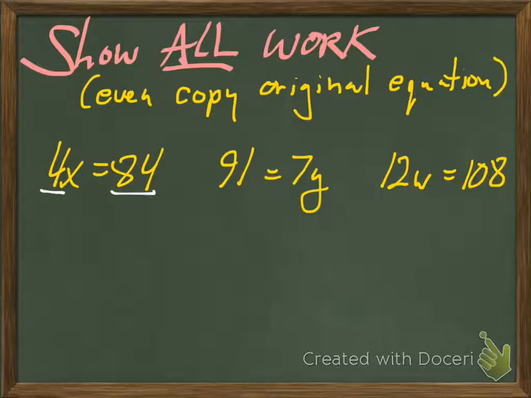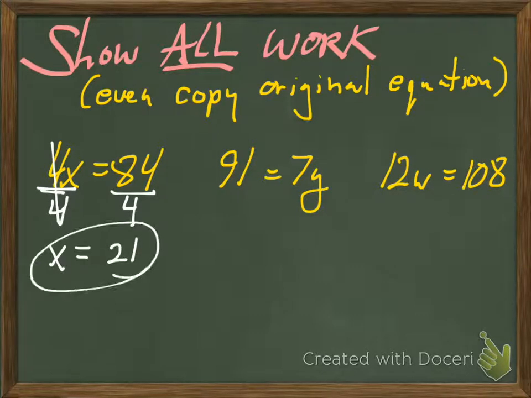So put a divide line on both sides. And on the first one, we're going to divide by 4 on the left so that the 4's cancel out. So I have to divide by 4 on the right, which leaves me with x is equal to 21. And sure enough, 21 times 4 does equal 84.